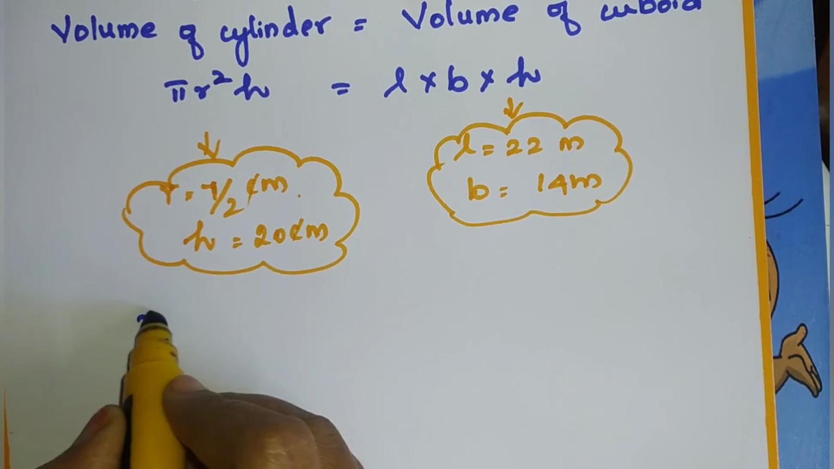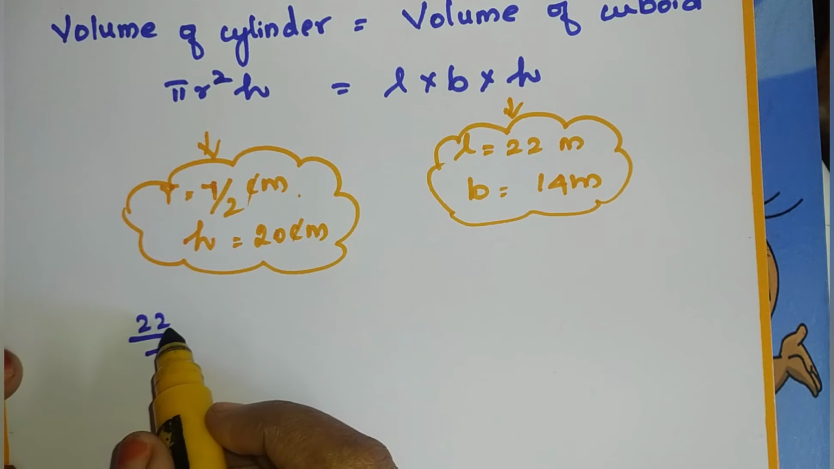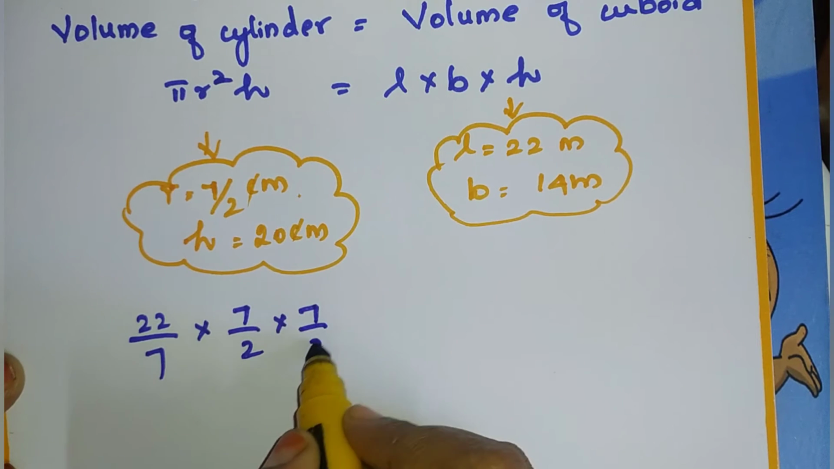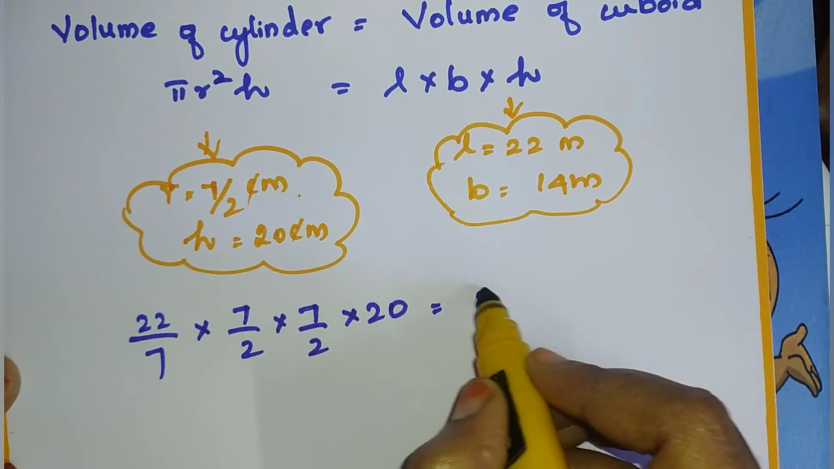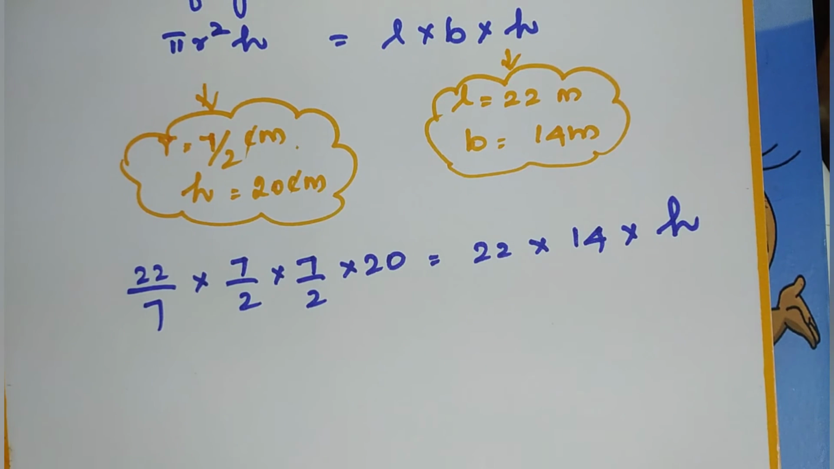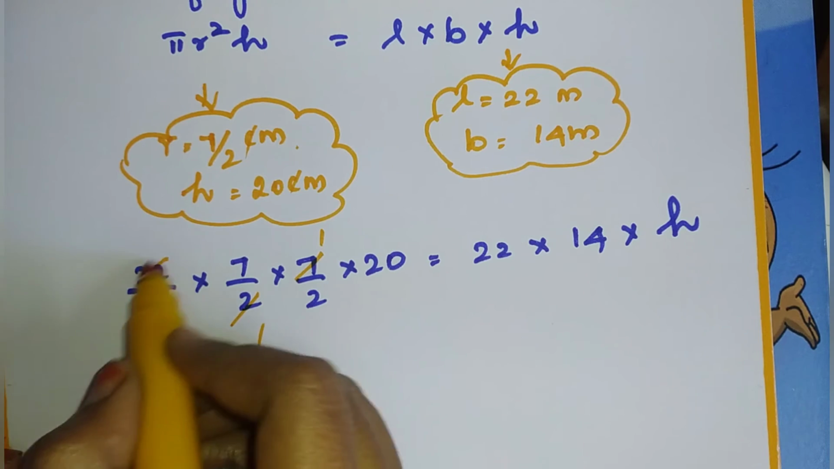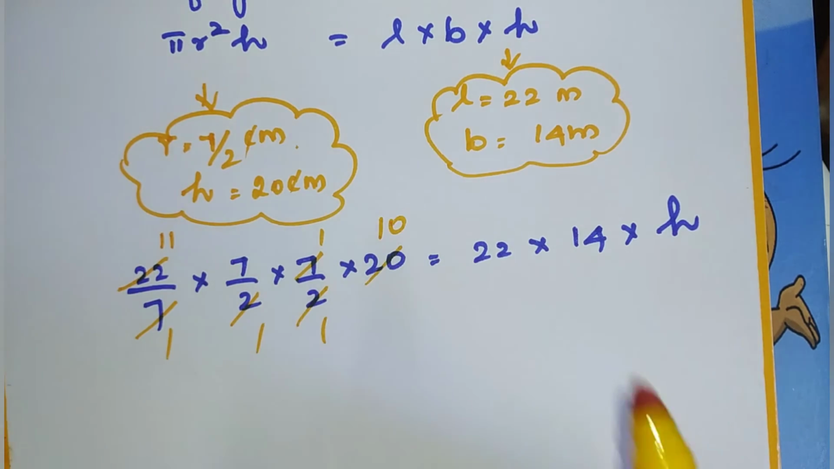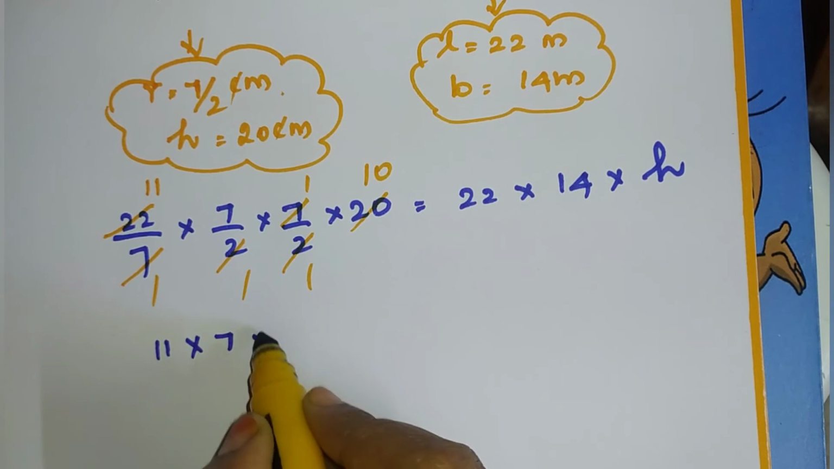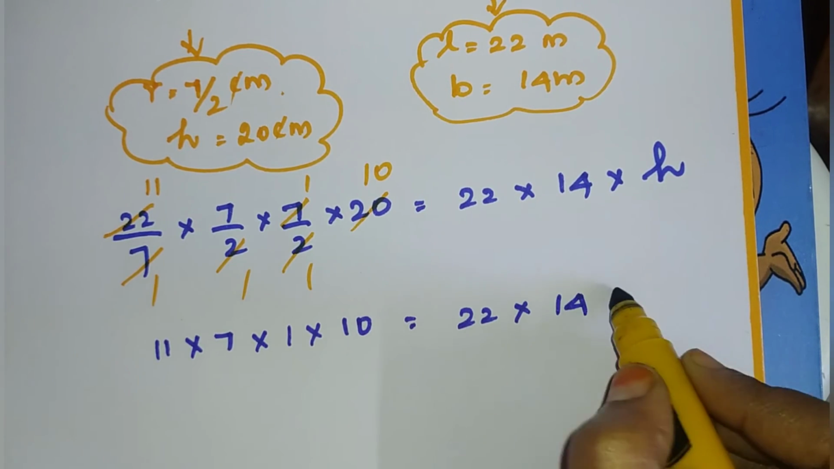Then pi we can write 22 by 7 because we can't cancel with the right hand side. We don't have pi there. So substitute the values: 22 by 7 into r, that is 7 by 2 into 7 by 2 into 20, is equal to 22 into 14 into height. So if you can cancel anything here, you can cancel it. 7 ones are 7, 7 ones are 7, 2 ones are 2, 11s are 22, 2 ones are 2, 10s are 20, and remaining things write as it is, that 11 into 7 into 1 into 10 equals 22 into 14 into h.